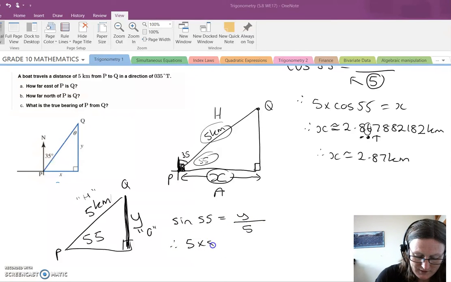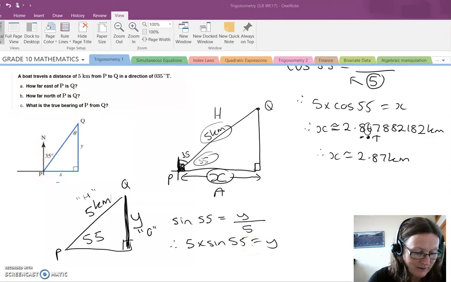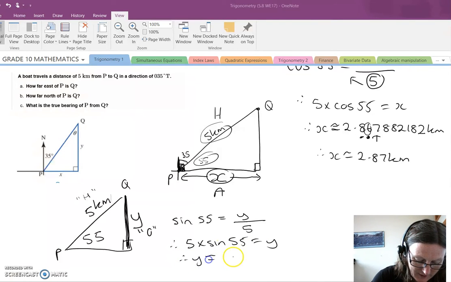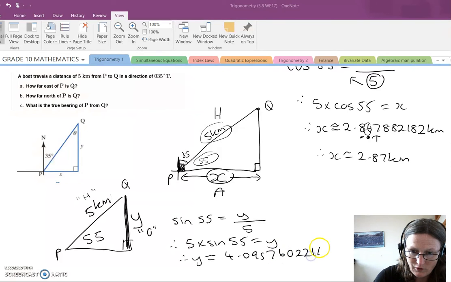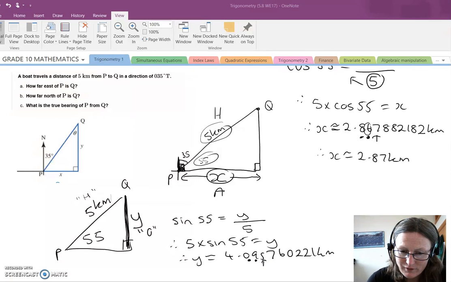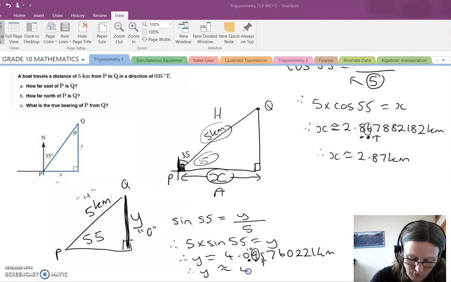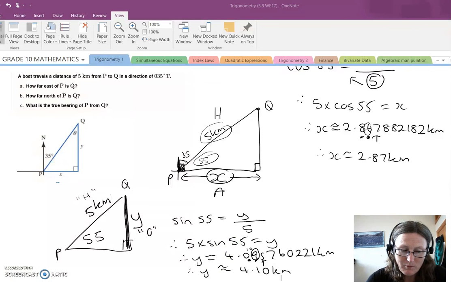Then we times this side by 5, putting that into our calculator. Y is approximately equal to 4.095760221 kilometres. Rounding it off to 2 decimal points, 1, 2, that is 5. So with that 5, it means that this 9 rounds up to a 10. So Y is approximately 4.10 kilometres north. How far north of P is Q? Then it's 4.10 kilometres.